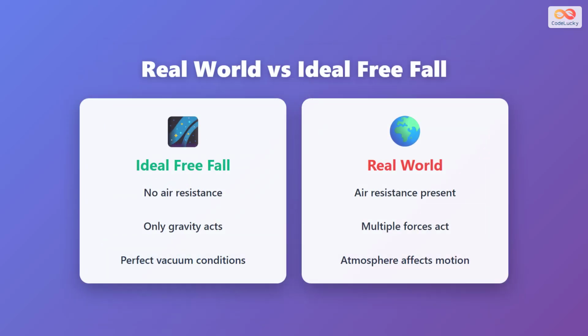There's an important distinction between ideal free fall and real-world motion. Ideal free fall occurs in a perfect vacuum where there's no air resistance and only gravity acts on the object. However, in the real world, air resistance is always present in our atmosphere, meaning multiple forces act on falling objects. This atmospheric effect significantly changes how objects actually fall on Earth.